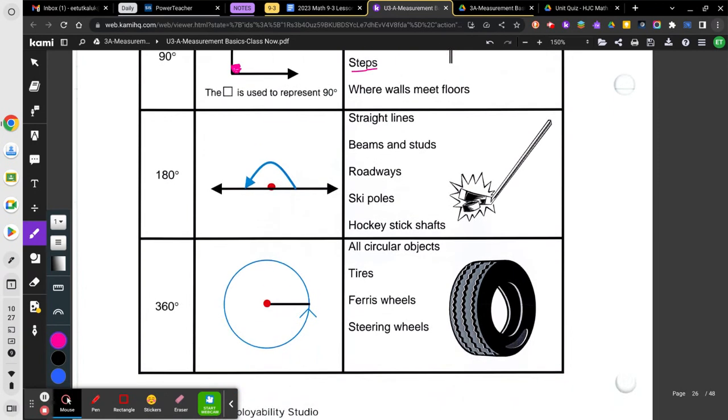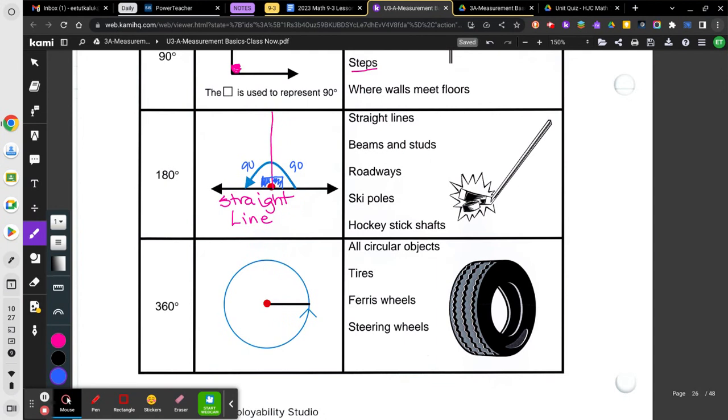180 is the next one. 180 is a straight line. Okay, so write these down, please. This is a straight line. Straight lines are exactly 180. If I drew a line vertically down from there, if I chop that in half, what it does is it makes two 90s, one on each side. A 90 there and a 90 here. 90 plus 90 gives me my 180.